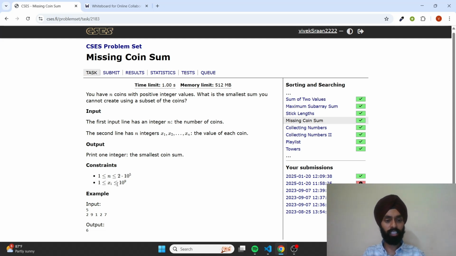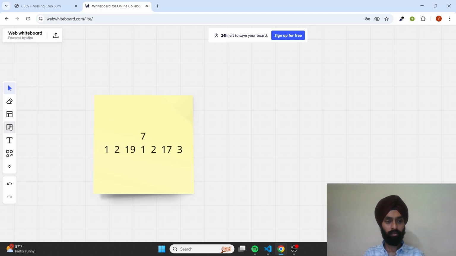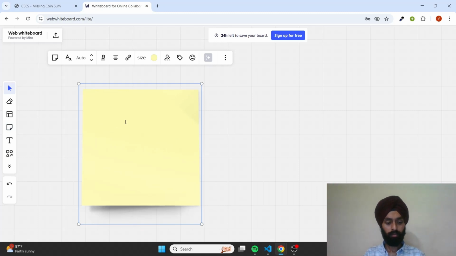The constraint is n is in the range of 1 to 2 times 10 raised to power 5. Basically our solution shouldn't be quadratic or cubic. In the worst case it should be n log n. Then our xi's are in the range from 1 to 10 raised to power 9. So let's look at the sample case. So this is our sample case.